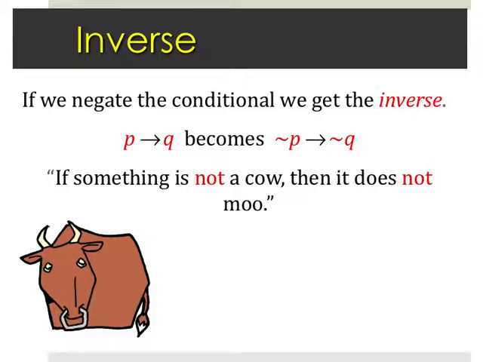All right, good. So we're taking something that is not a cow, and it doesn't moo, because the opposite of mooing is not mooing. And then, because we're lazy, we create a new symbol for that, a squiggly mark, also known as a tilde. It's read as not P implies not Q.